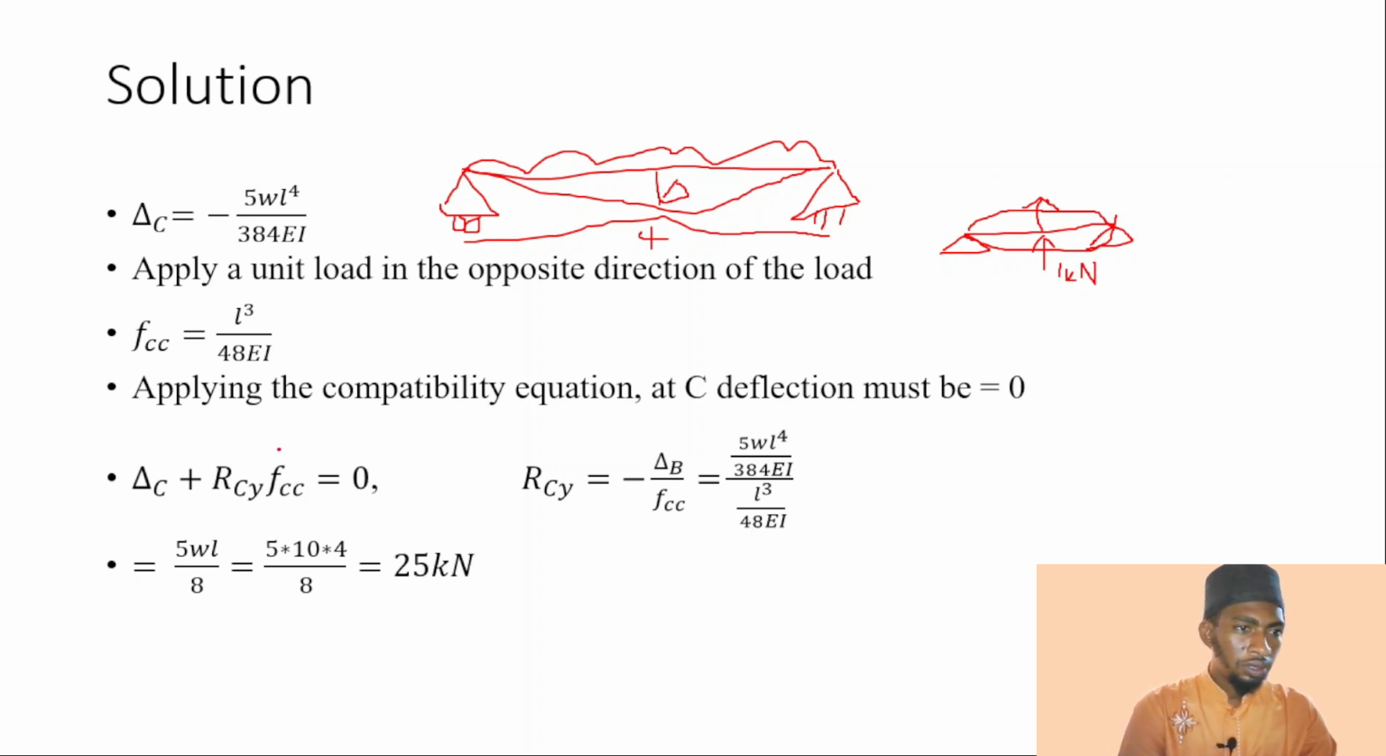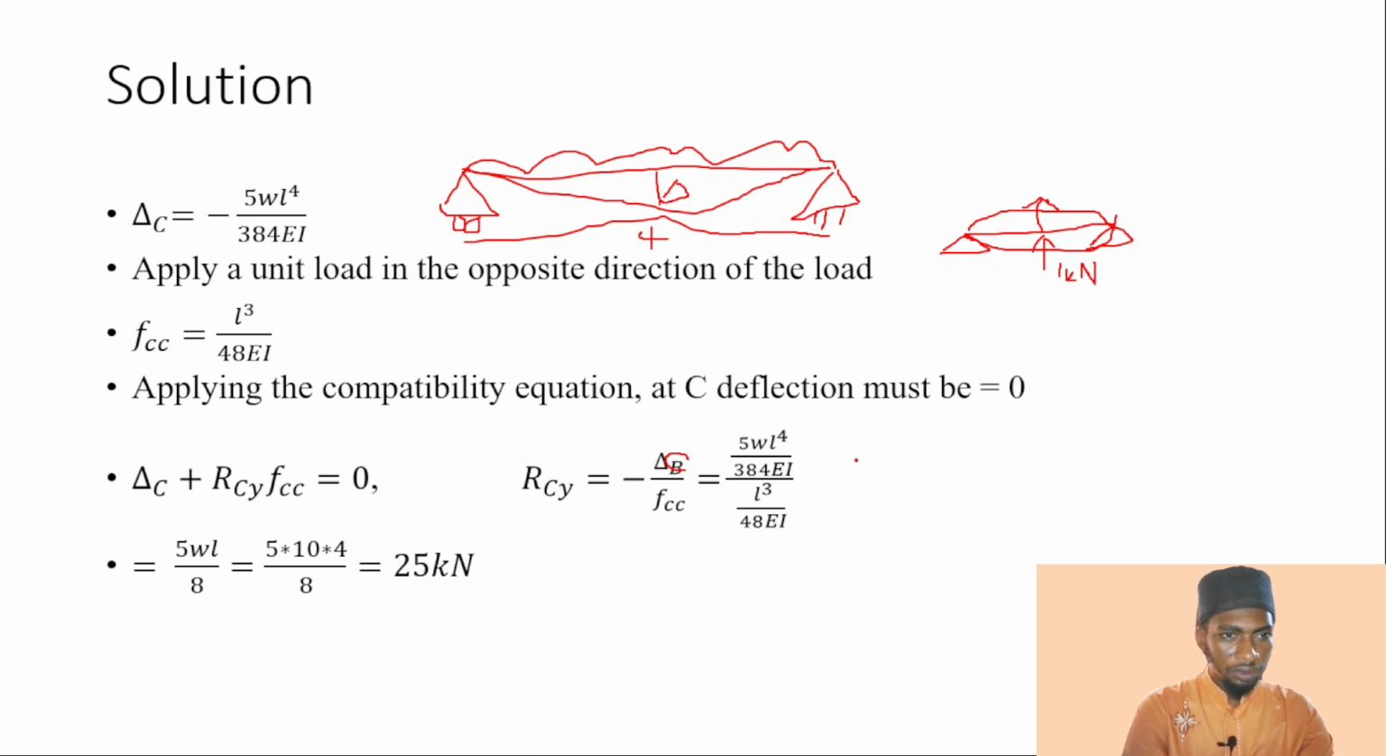So this is going to cross the equality sign, it changes to negative, divided by the coefficient of RCY, which is FCC. We have RCY equal to minus delta C over FCC. I think it's delta C, this is a typing error. Which is equal to delta C, which is 5WL to the power 4 over 384 EI, minus will be positive, all over WL cubed over 48 EI.